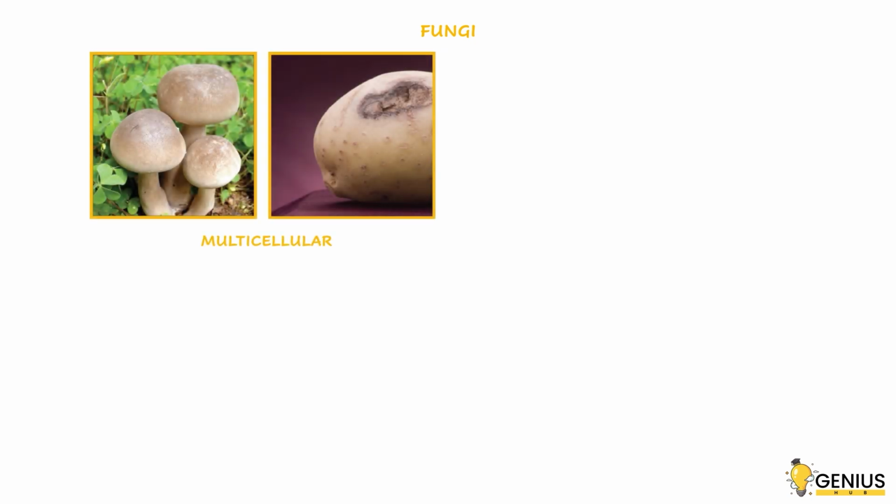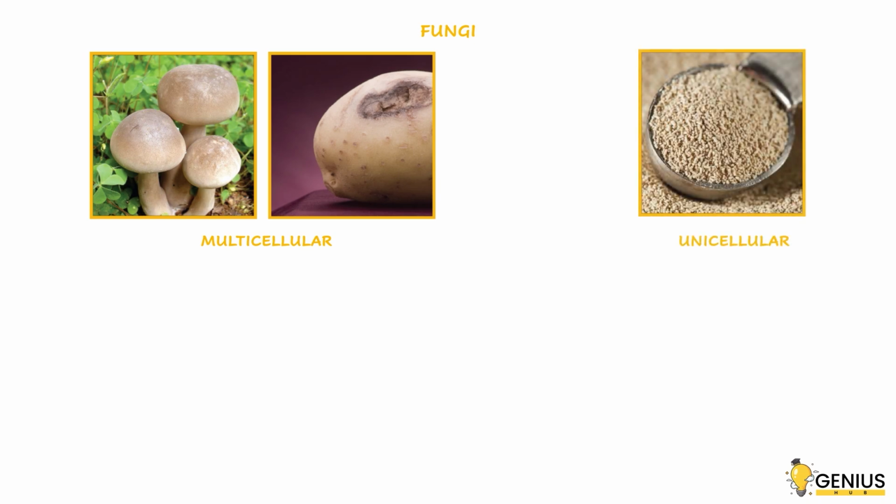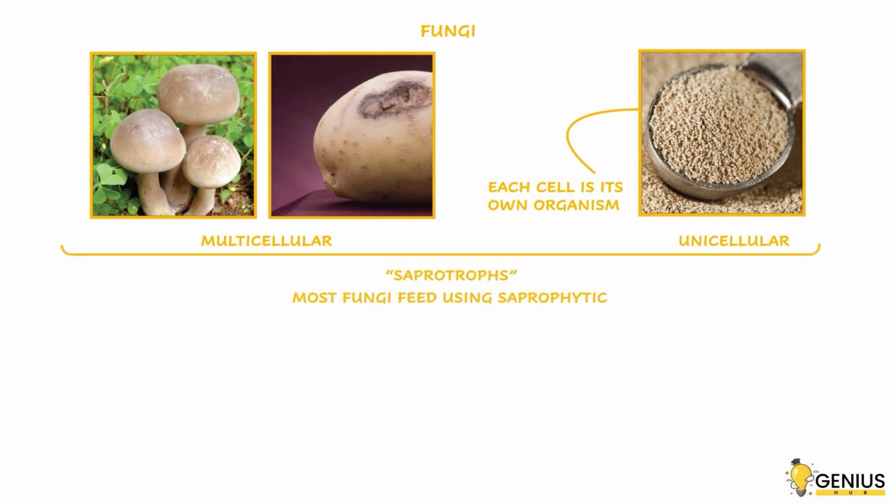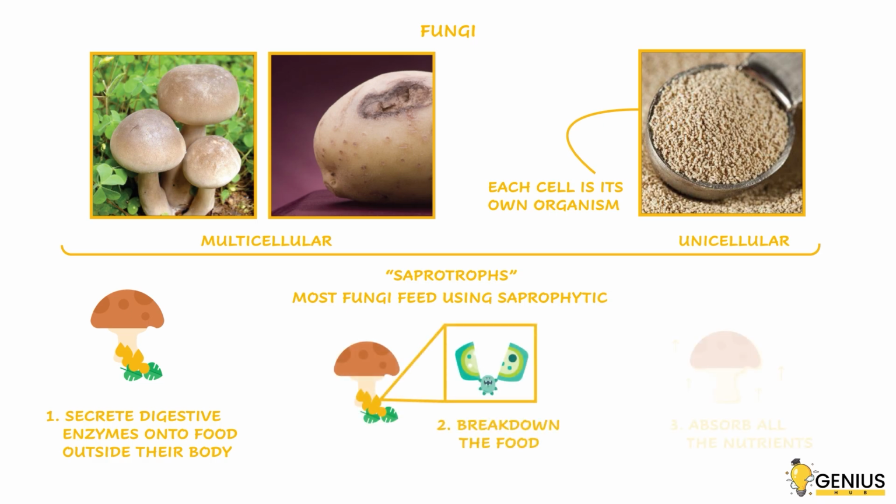Some fungi, like edible mushrooms and molds, are multicellular, while others, such as yeast used for baking, are unicellular, single-celled. Unlike plants, fungi do not undergo photosynthesis. Instead, they absorb nutrients from other organisms, making them heterotrophic. However, they are often classified as saprotrophs due to their unique feeding method, saprotrophic nutrition. This involves secreting digestive enzymes onto food, breaking it down externally, and then absorbing the nutrients.